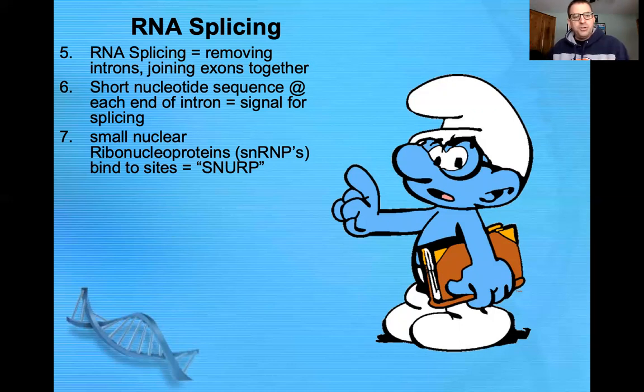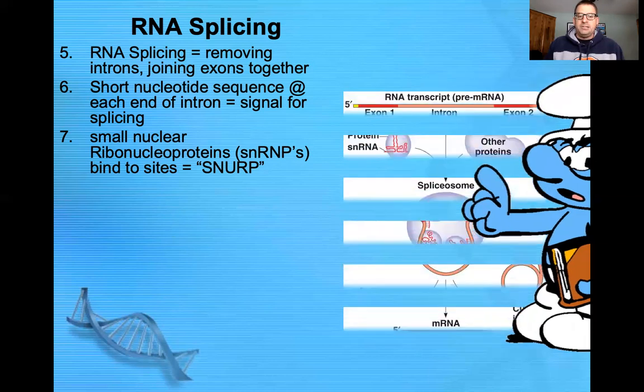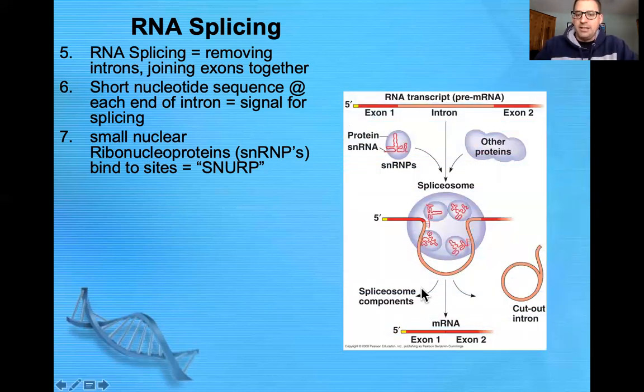So small nuclear ribonucleoprotein, right? They're small. They're found in the nucleus. They contain RNA and protein combined together. That's why they're called small nuclear ribonucleoproteins. And these are what bind to those sites at the end of each intron. Okay, so here is your SNRP, with the small nuclear RNA and protein combined together. So this is one SNRP.